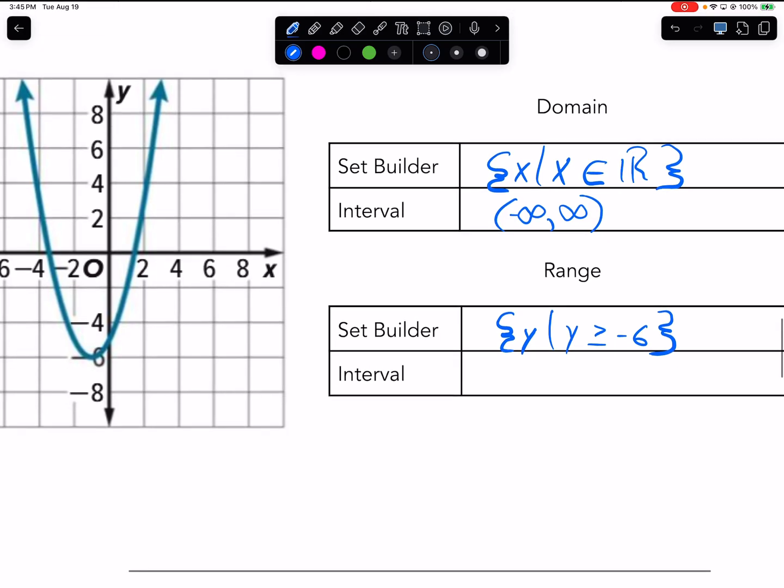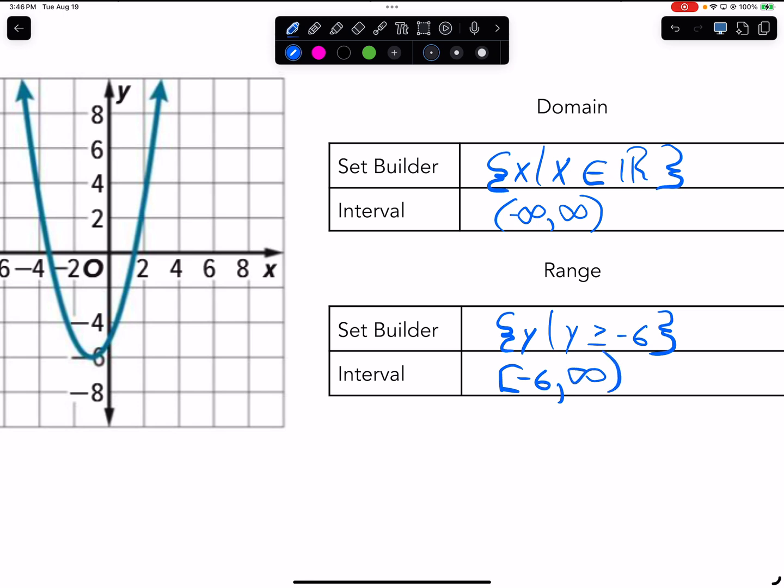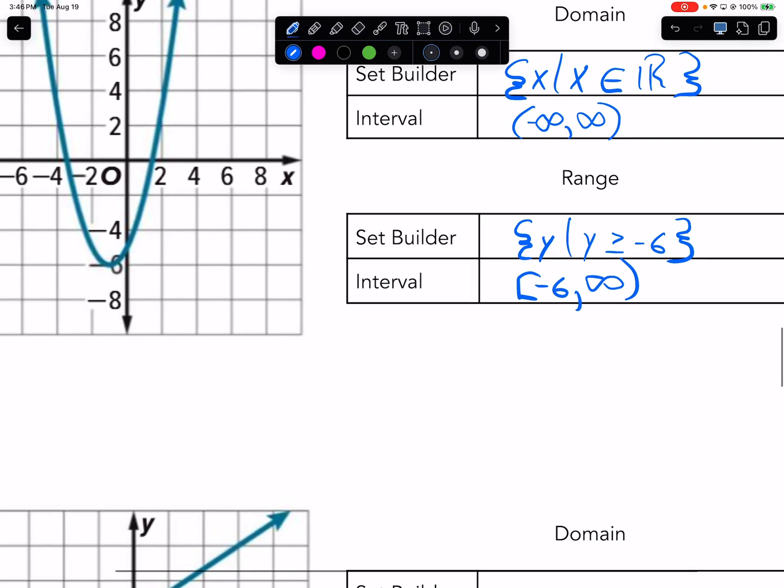Interval notation. At -6, is it squared off or curved? Squared off. So it starts at -6 and it goes to positive infinity. Good. Okay, that is it. Your homework, you can write it on your notes if you want.